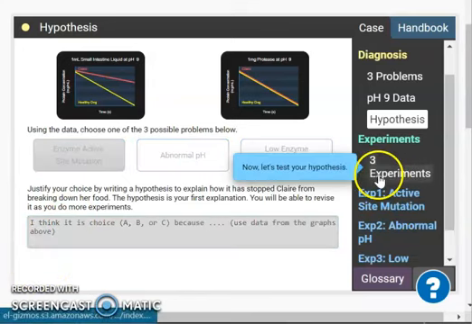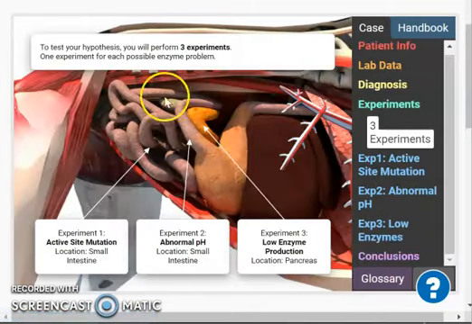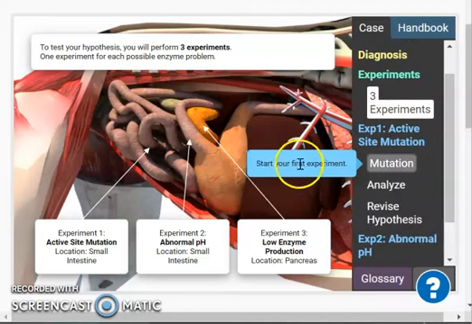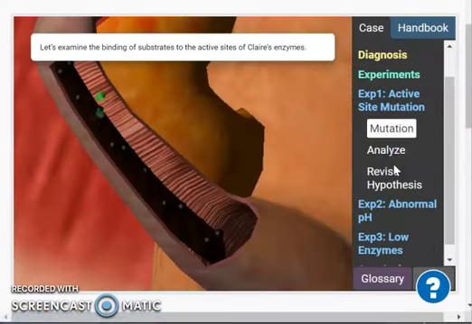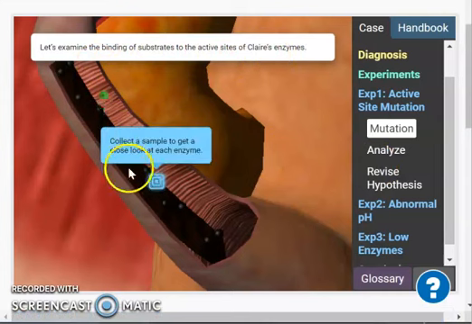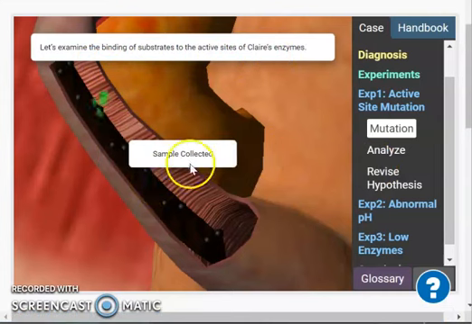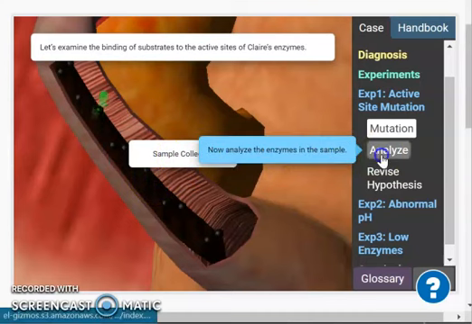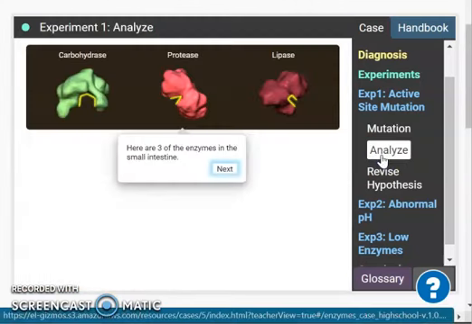Now we're going to go ahead and test our hypothesis. To test our hypothesis, we are going to perform 3 experiments, 1 experiment for each possible enzyme problem. Let's start our first experiment for mutations. Let's examine the binding of substrates to the active sites of Claire's enzyme. First, we need to collect a sample to get a close look at each enzyme. Now we need to analyze this sample.